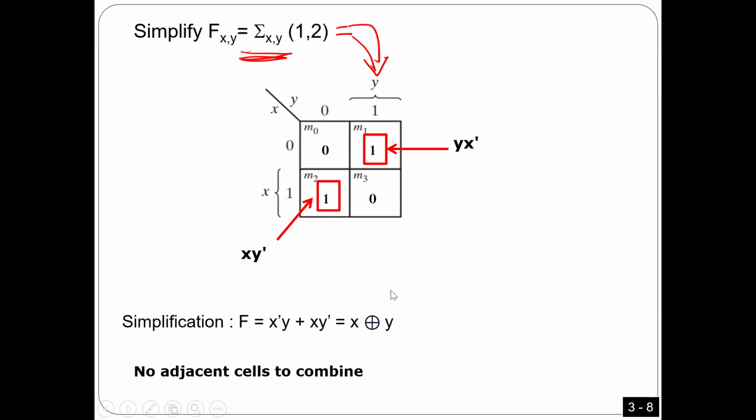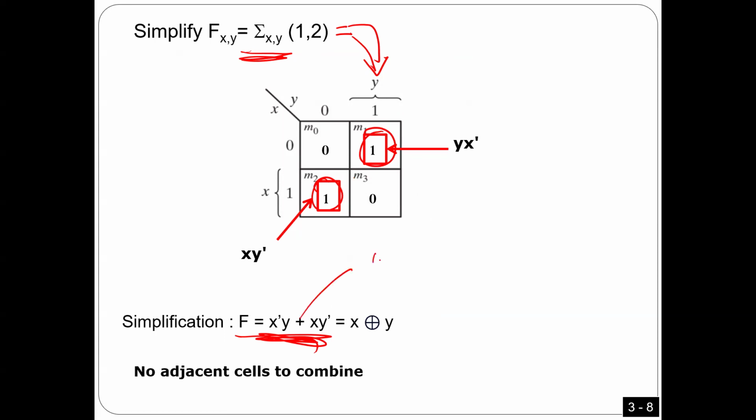So here, can I take these two together as neighbors? No, these are not neighbors, so I cannot make a group this way. You cannot make a group this way. So the only option I have is to take them individually. So it has to be this way: x prime y or x y prime.